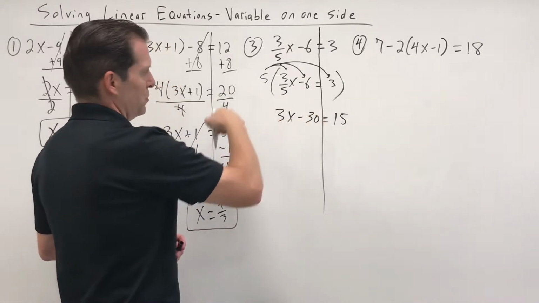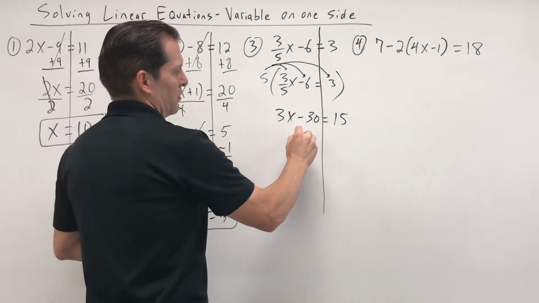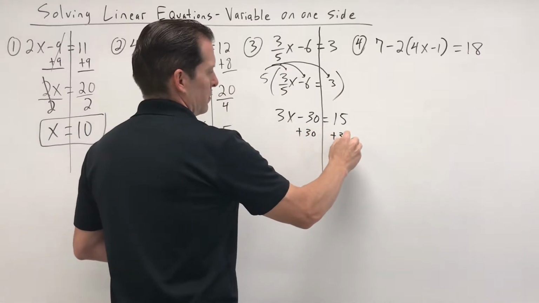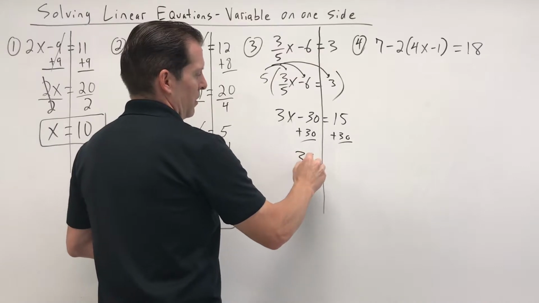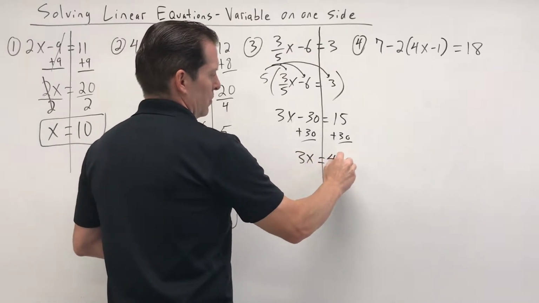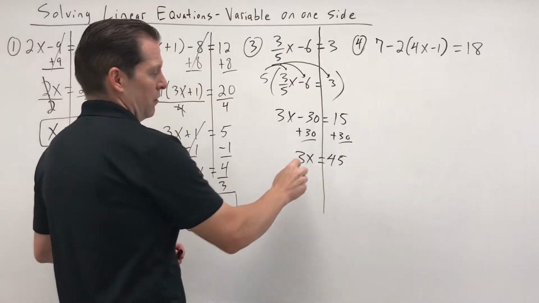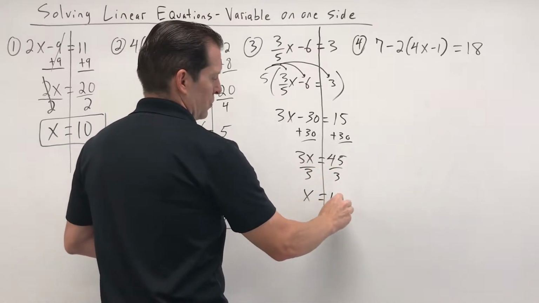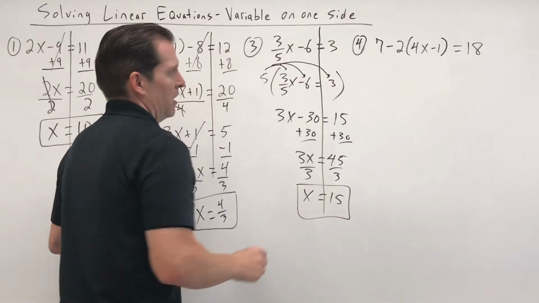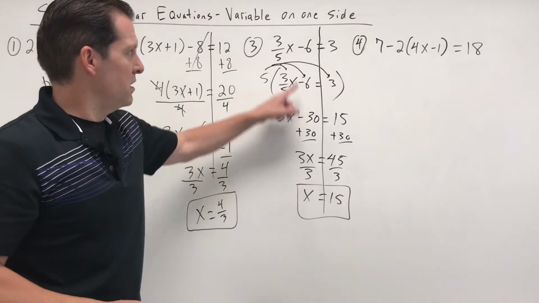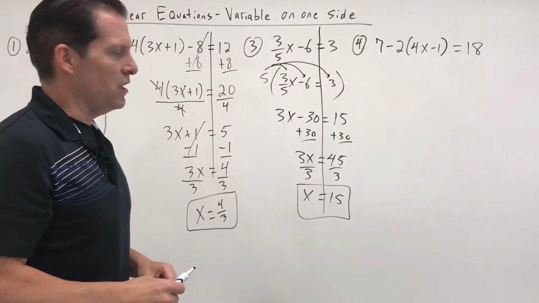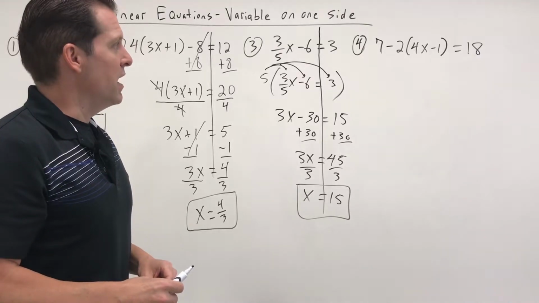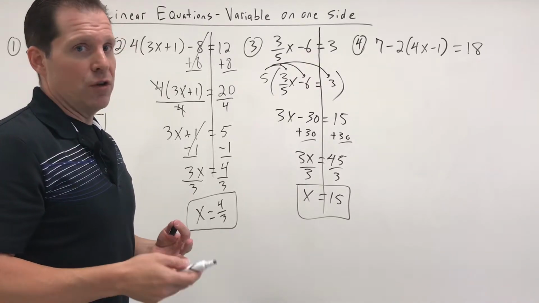Now I'm down to a 2-step, so I can just do the inverse. I'm going to add 30. So that gives me 3x is equal to 45. Then I'm going to do the inverse, so I'm going to divide by 3. So x is equal to 15. And again, if you were to plug this in here, you would see that the left side is equal to the right side.